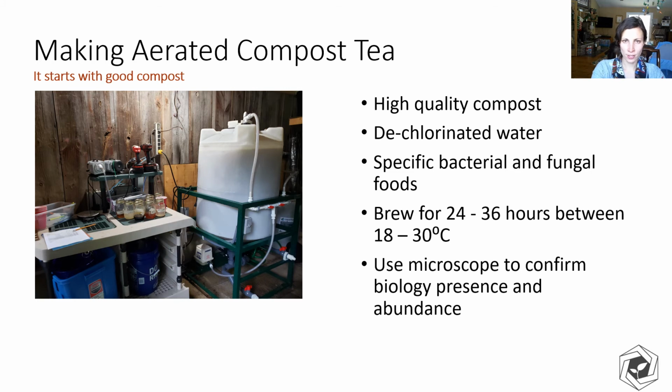We brew for 24 to 36 hours at a nice room temperature setting. If it's on the cooler side, they're not going to reproduce as fast. And if it's too hot, they might reproduce too fast and use up the oxygen too quickly, creating anaerobic conditions which could breed anaerobic bacteria, which are bad. And then we must use a microscope to confirm that nothing bad happened, nothing went wrong. If everything was done correctly, we used aerated compost and we aerated our compost tea, we should see only good biology, and we're also looking for diversity of biology and an abundance.